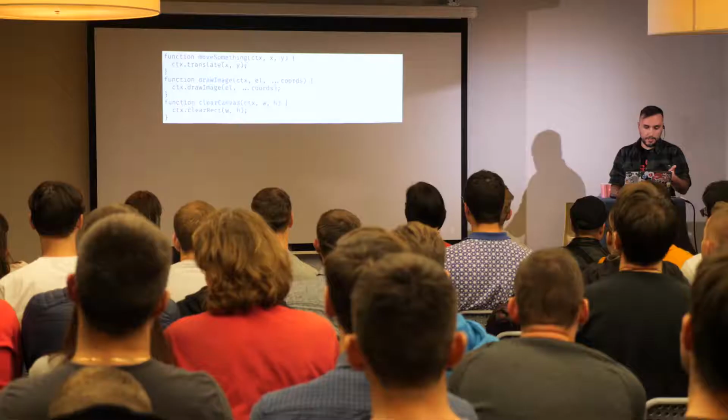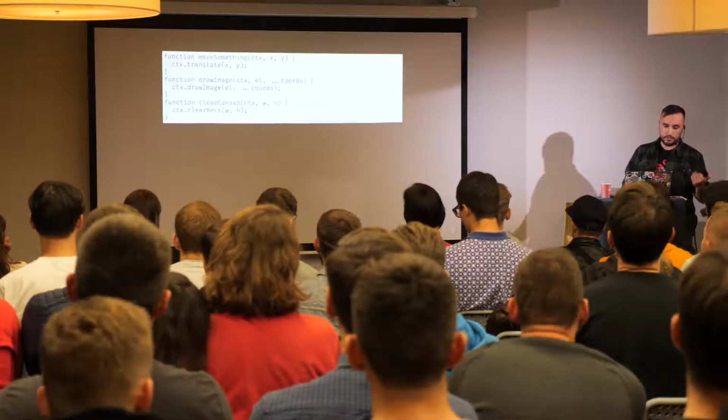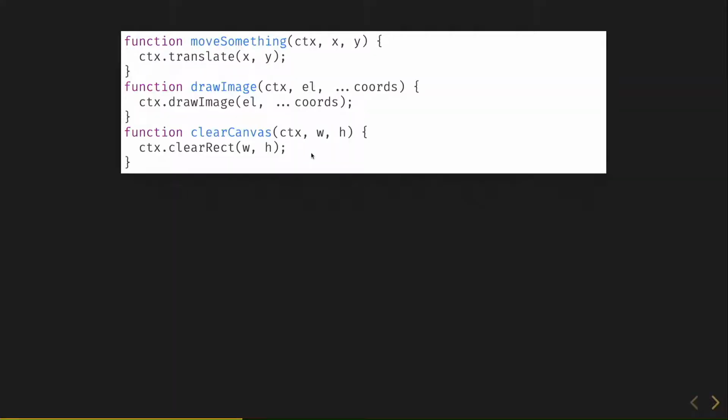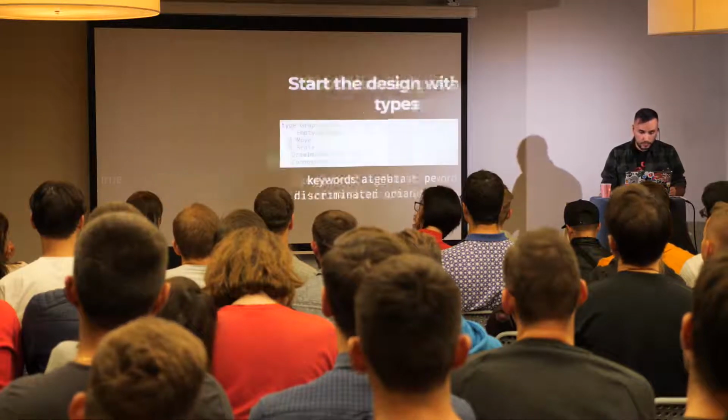So here we came up to the idea that to run this code, to run this translate, draw image, and clear rect functions, we need some probably optimized, probably not runtime, but we will pass only the resulting animation description or declaration, and our declarations will live somewhere else. So how to do that?